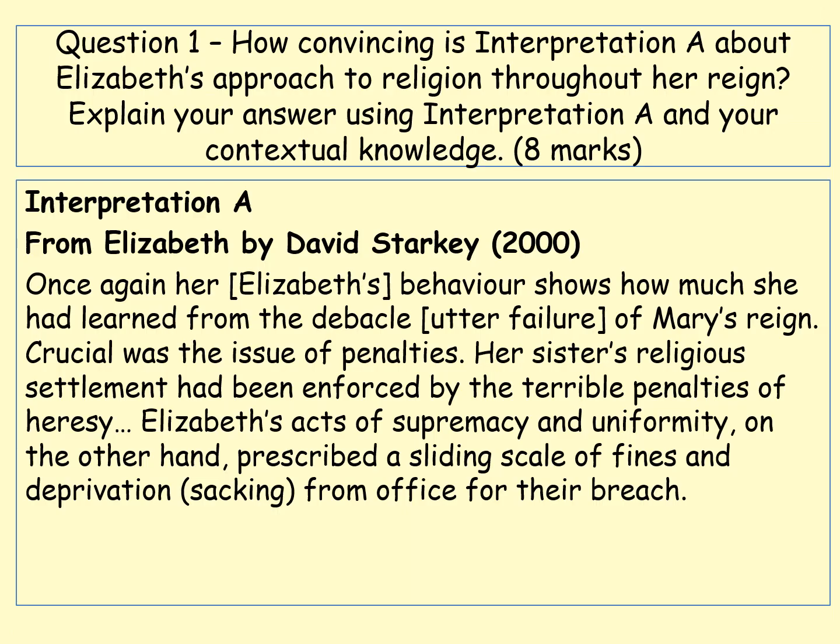So let's have a look at question 1. Question 1 is the how convincing question. So I'll give you an interpretation, and in this case you have to say how convincing is interpretation A about Elizabeth's approach to religion throughout her reign. Explain your answer using interpretation A and your contextual knowledge. So here's a source about Elizabeth by the historian David Starkey.